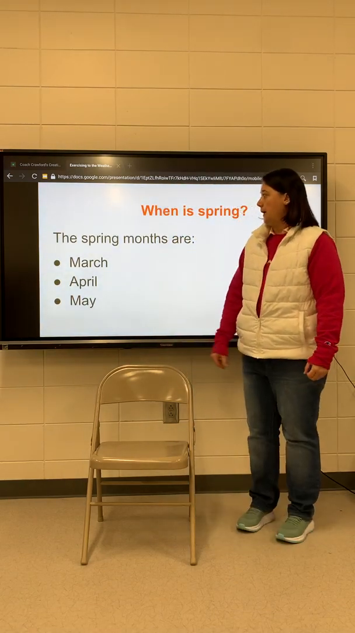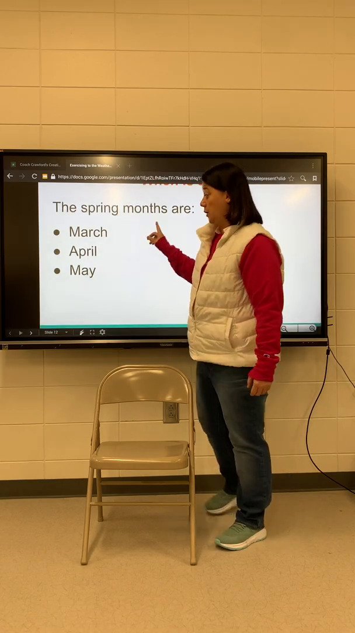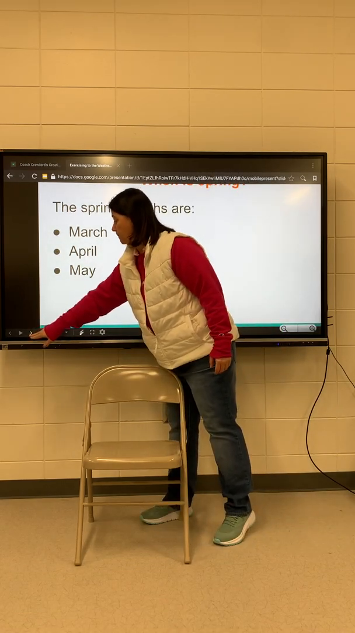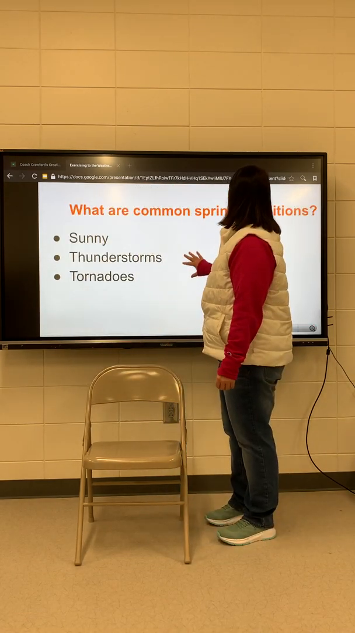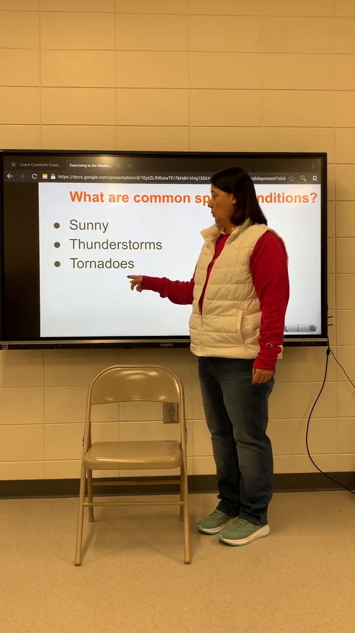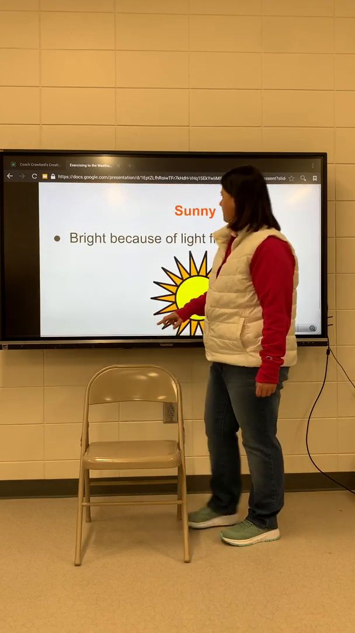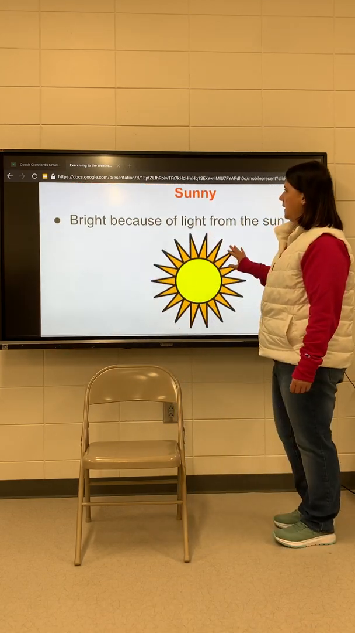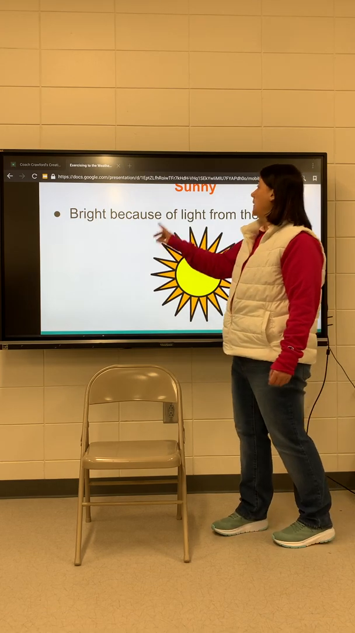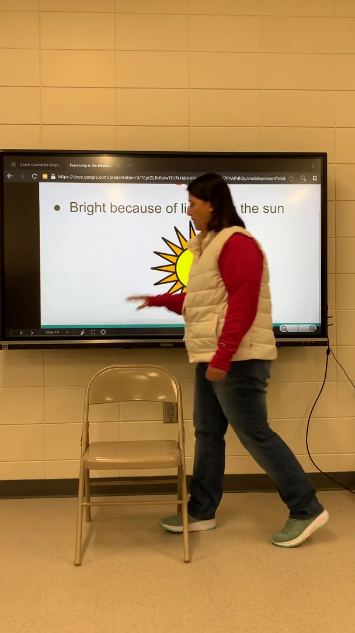When is spring? The spring months are March, April, and May. We're getting ready to go into spring now. What are some common spring conditions? Sunny, thunderstorm, and tornadoes. It's sunny because it's sunny and bright because of the light from the sun.